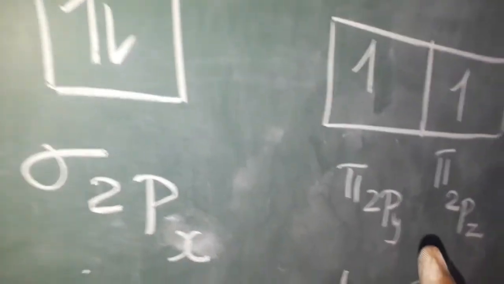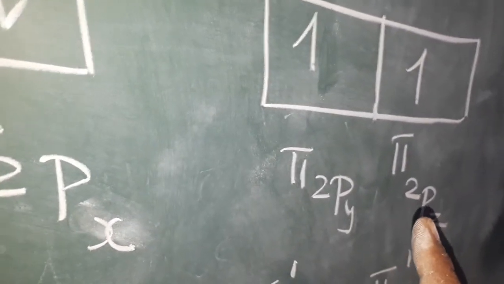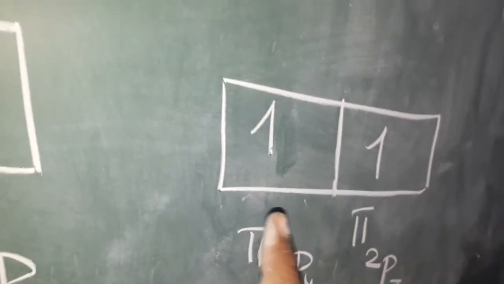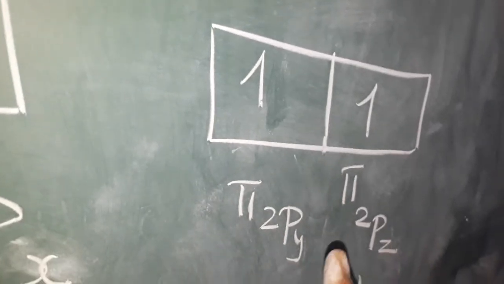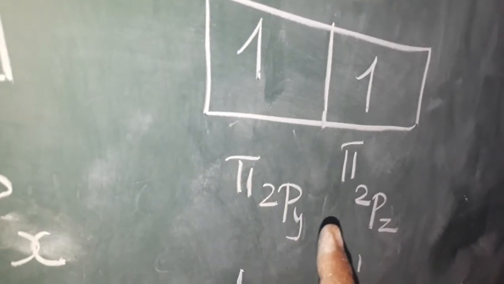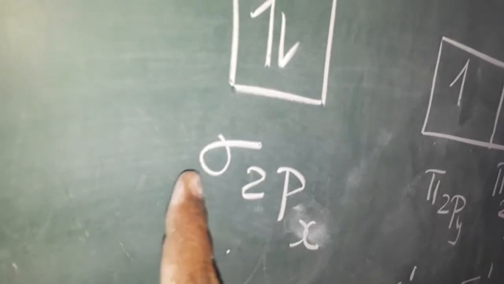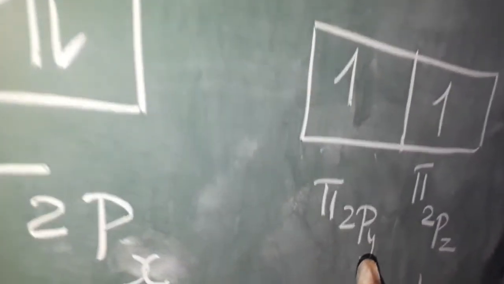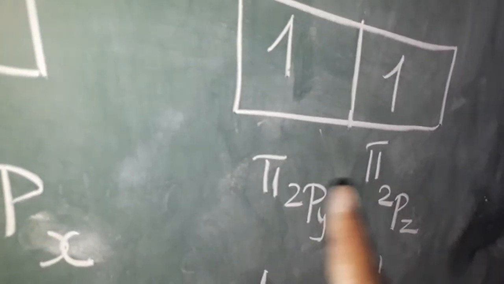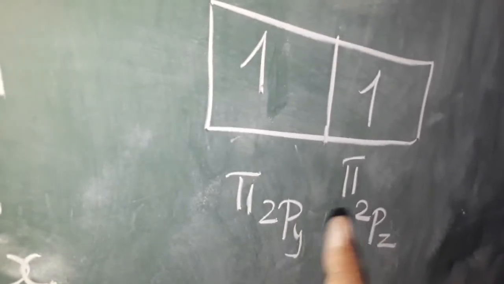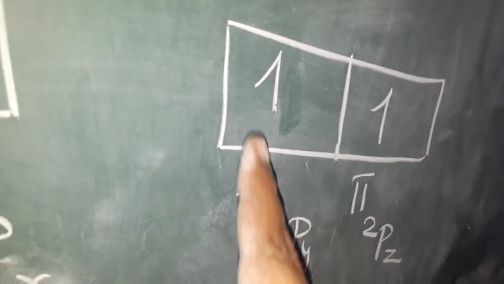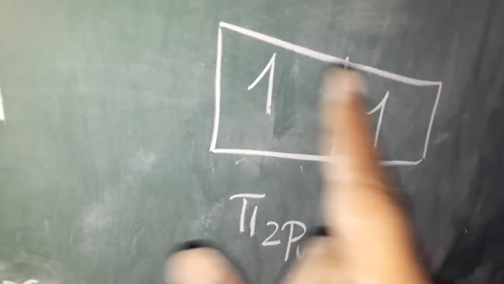In that one, pi 2py and pi 2pz both have the same energy, because both are pi orbitals. Px has the sigma bond, but py and pz will have the pi bond. So the pi orbitals have the same energy, so together we will write them in the same box.